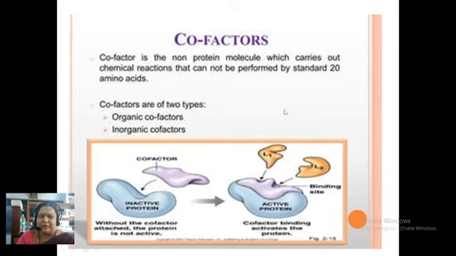Cofactor. A cofactor is a non-protein molecule which carries out chemical reactions that cannot be performed by the standard 20 amino acids. Cofactors are of two types, organic and inorganic. Without the cofactor attached, the protein is not active. The cofactor binding activates the protein. So this is the inactive protein and this is the active protein. With the help of the cofactor only, the inactive protein is converted into the active protein.